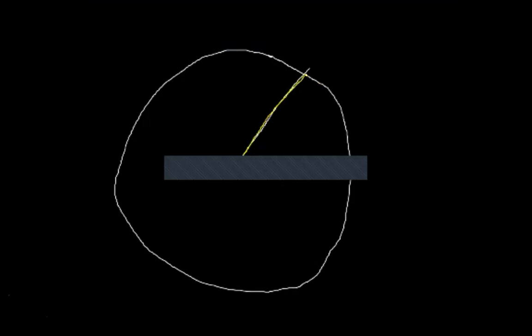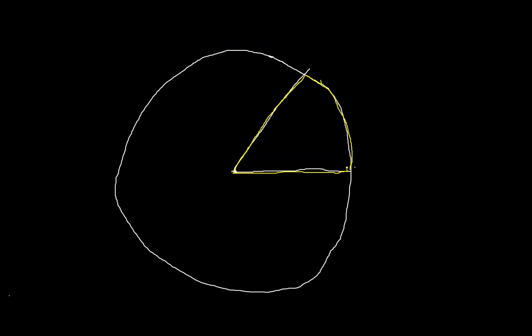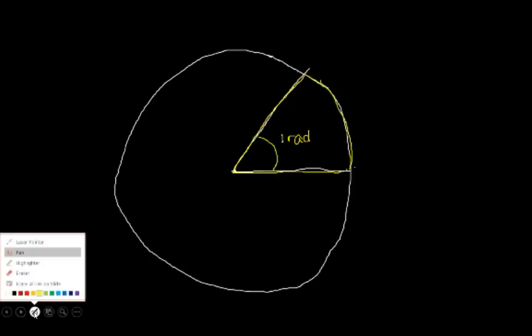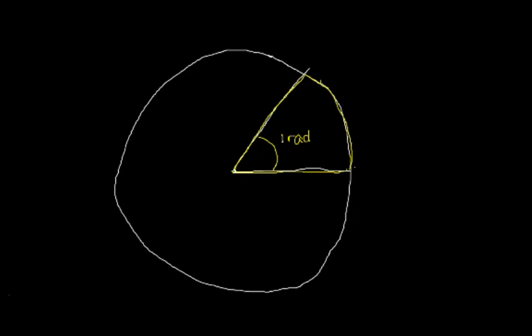This is my sector. So assuming that this angle here is 1 radian, so 1 rad. We said, let me just name this. This is my radius, so I'll name it R.